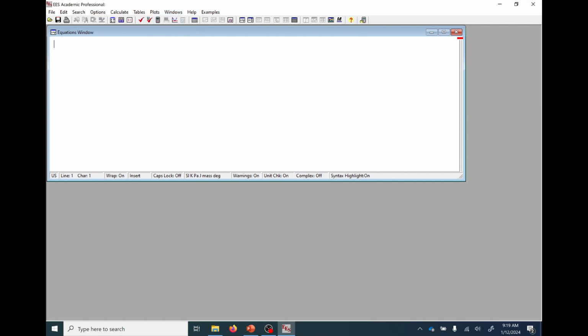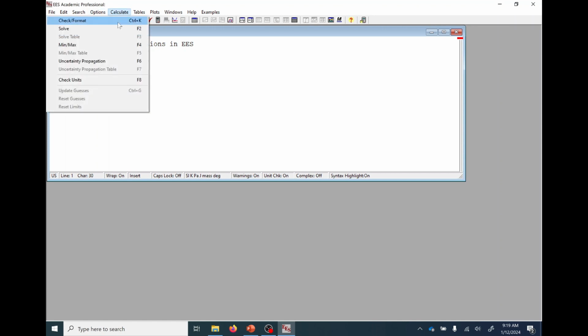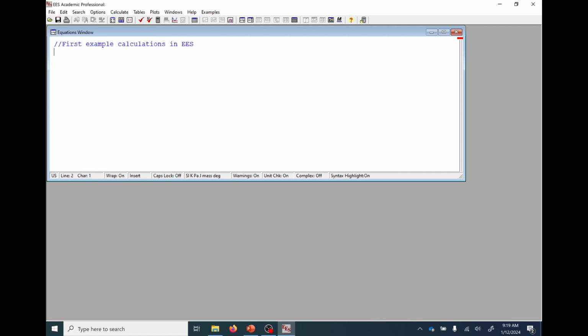You can make comments in EES like in a lot of programming languages. You can use // at the start of a line to make a comment for yourself for readability. So you might say this is just the first example calculations in EES. There are a couple different formats available for how you set your comments. For that first one, it'll just look black until you save or go to the calculations step and tell your code to check, and then it will change the comments to blue.